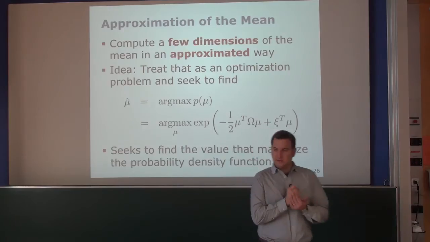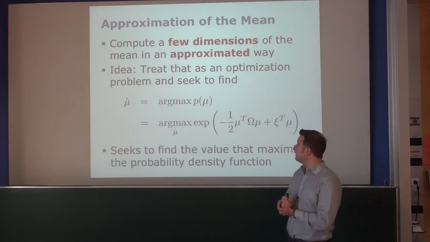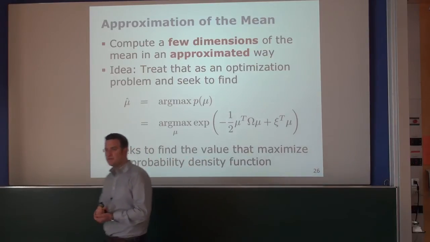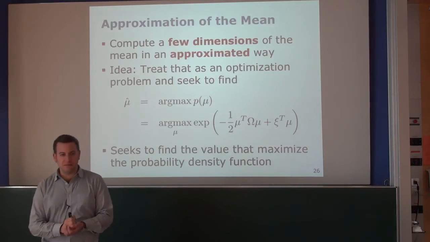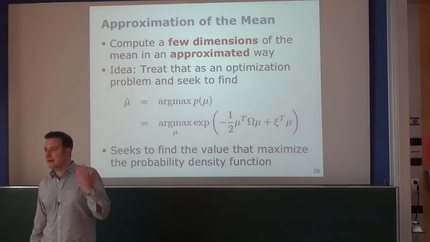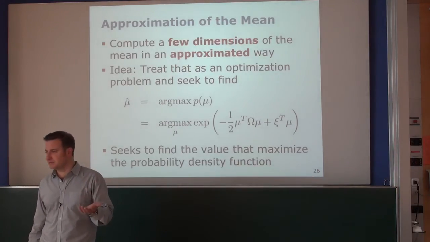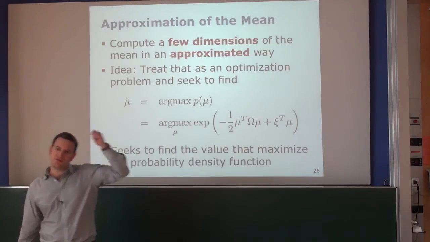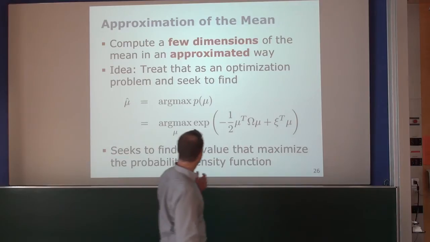So the key trick in this approximation, why I can do that, is that only a few dimensions of that mean are needed. What I typically need is the position of the robot and the position of the active landmarks. So it's just a small subset of dimensions which I'm interested in. I'm not interested in all dimensions. That's the first thing that I do.